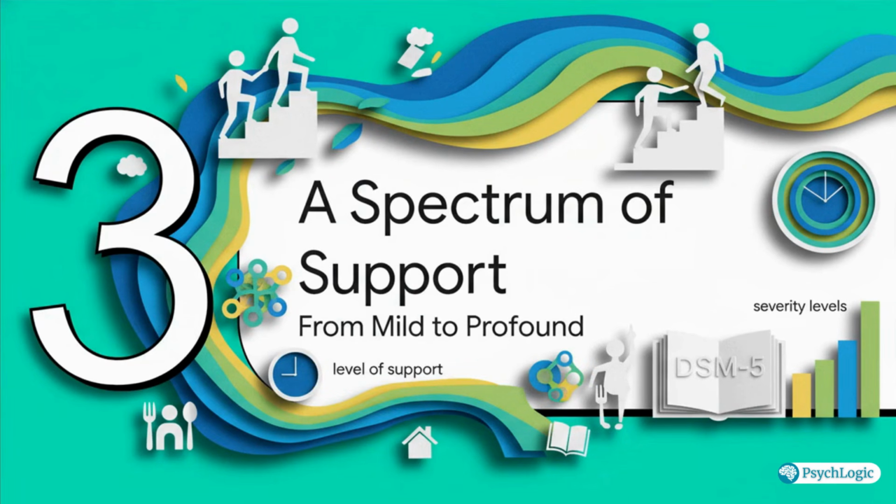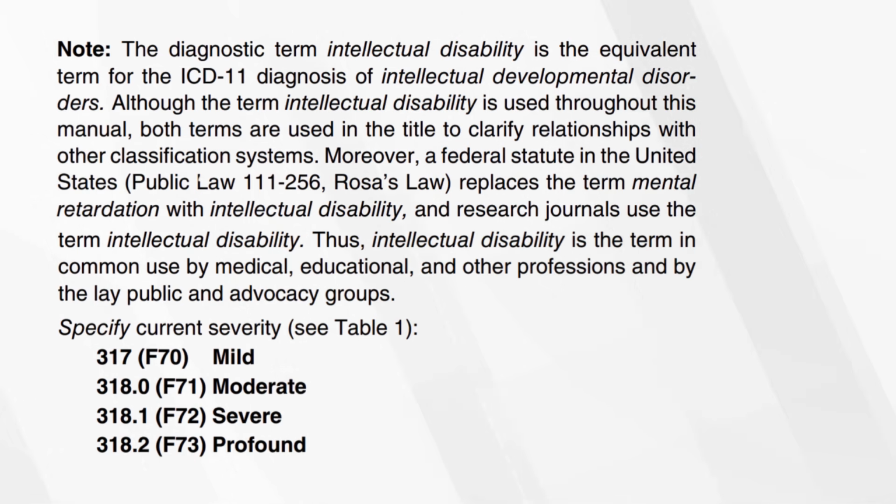Okay, so once all three of those criteria are met, a diagnosis can be made. But that's not the end of the story because this condition exists on a spectrum. The DSM-5 actually lays out 4 levels of severity. And here's the kicker. These levels are determined not by an IQ score, but by how much support a person needs to function in their daily adaptive life.